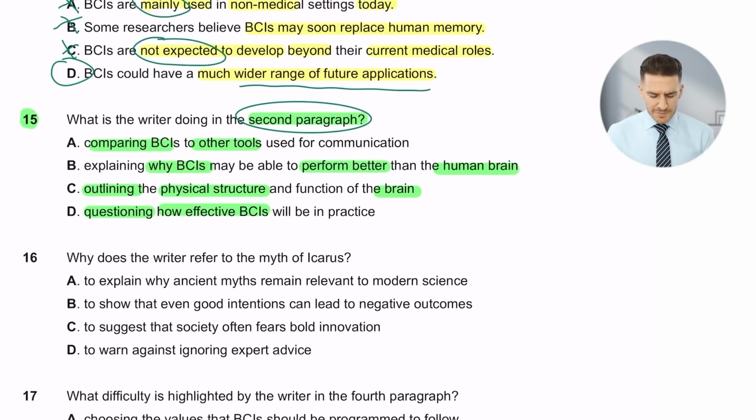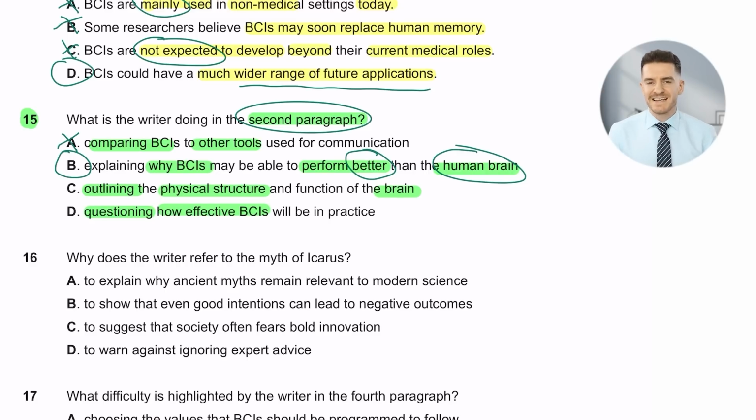So comparing BCIs to other tools used for communication. Well, no, it doesn't talk about that, so we can cross that out. Now let's look at B, explaining why BCIs may be able to perform better than the human brain. Well, yes, that looks good. It did talk about that, outlining the physical structure and function of the brain.